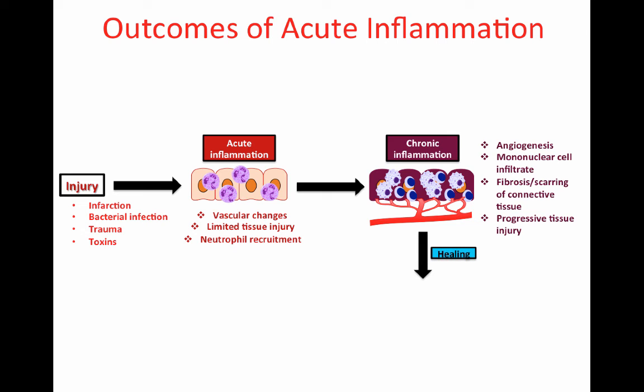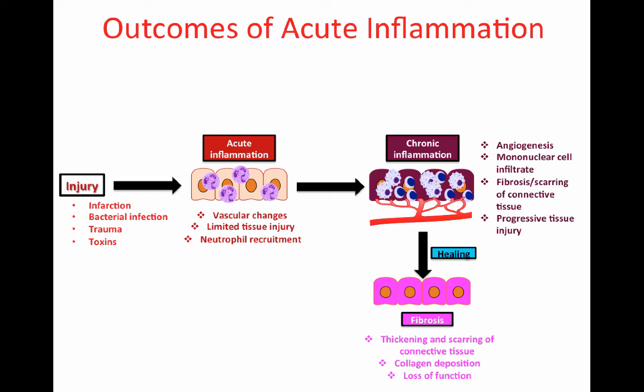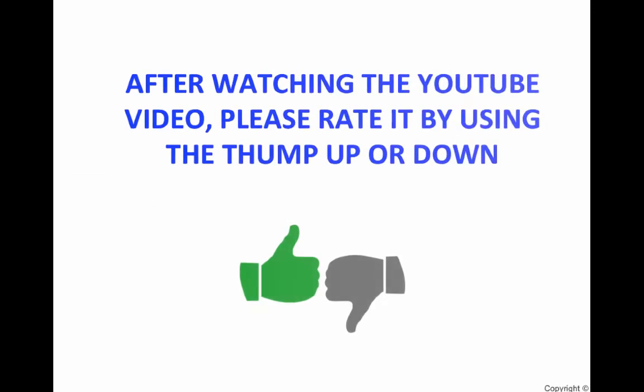Chronic inflammation can in turn lead to healing, characterized by fibrosis. In addition, viral infections, chronic infections, persistent injury, or autoimmune diseases can cause tissue injury that leads to chronic inflammation.